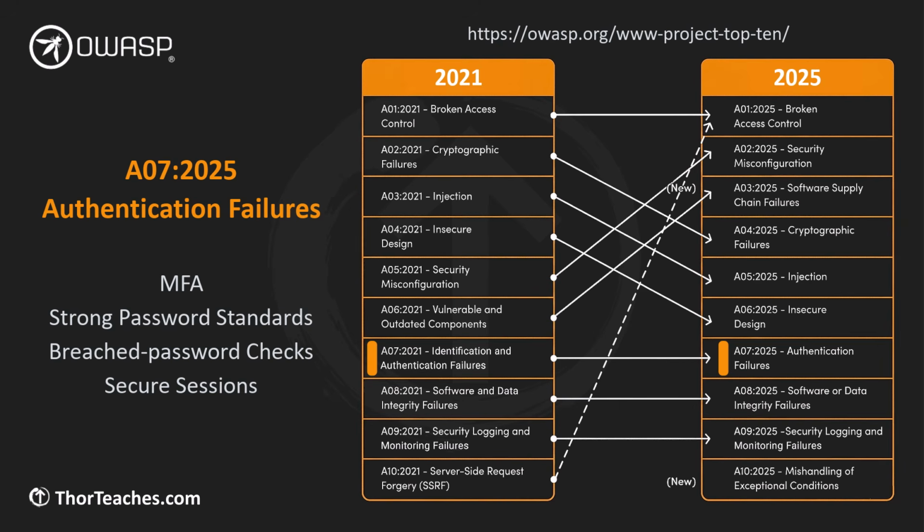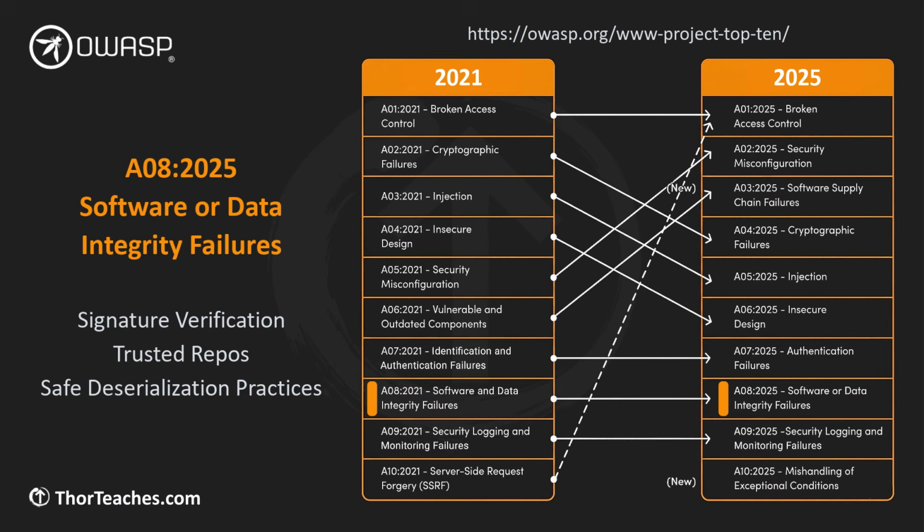A7. Authentication failures. If we have weak passwords, no MFA, and poor session management, we make it trivially easy for attackers to become someone they're not. MFA, secure sessions, strong passwords. A8. Software and data integrity failures. If you trust updates, packages, or serialized data without verifying they're genuine, you're letting attackers rewrite your system's behavior. We use signatures and integrity validation.